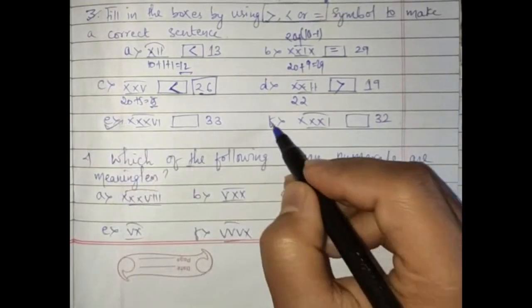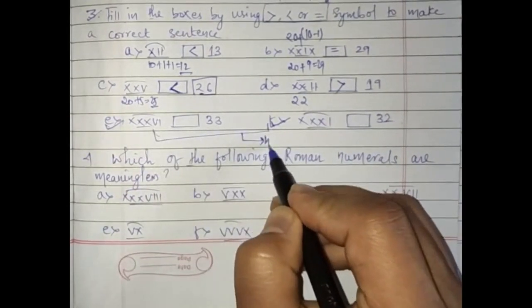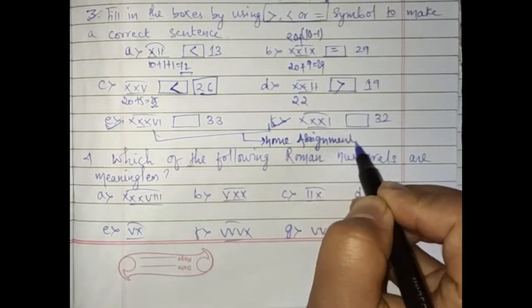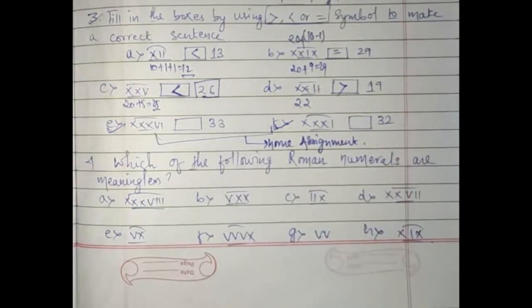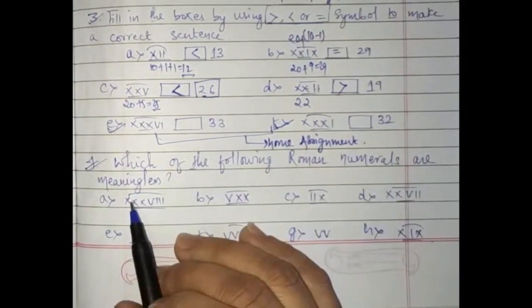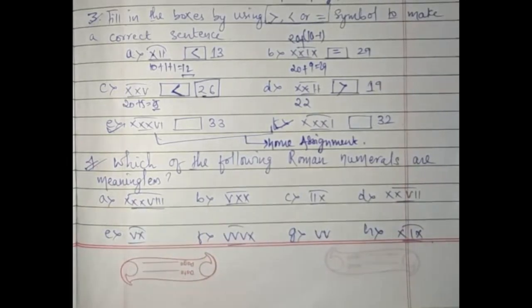Number E and F, you will try to do it yourself using the concept of how I have done. Proceeding further to question number 4. Which of the following Roman numerals are meaningless? Students, to solve this problem, you need to have the knowledge of a rule which we have studied on the first day of our chapter 2.